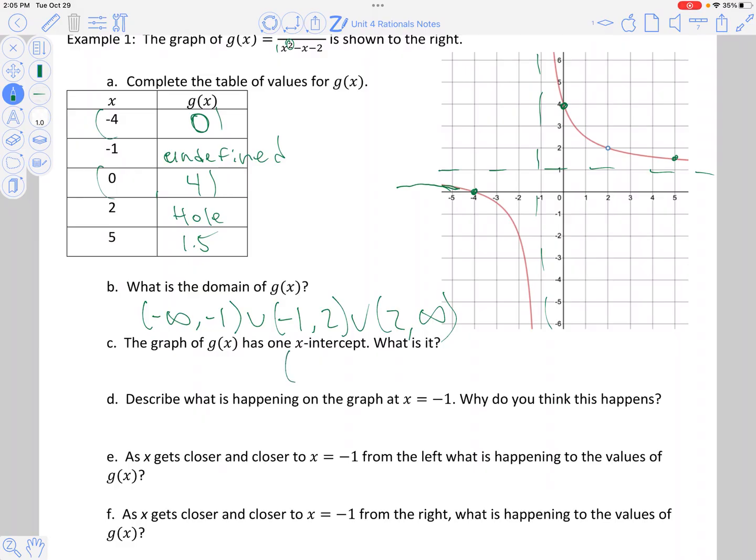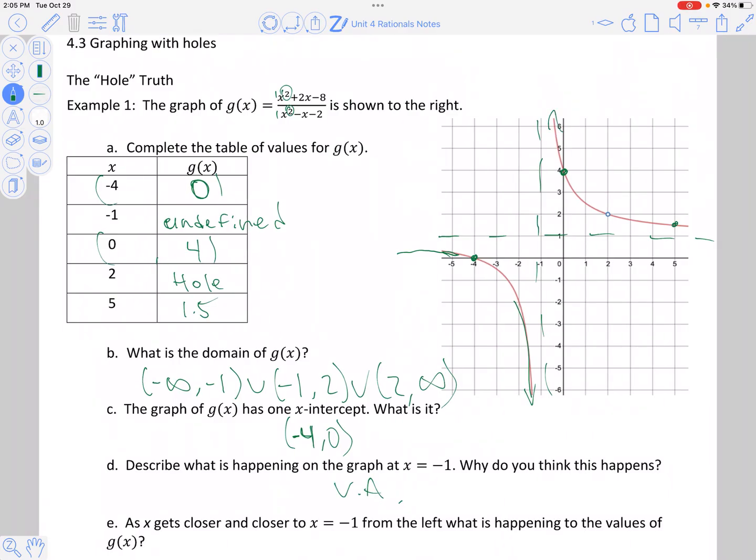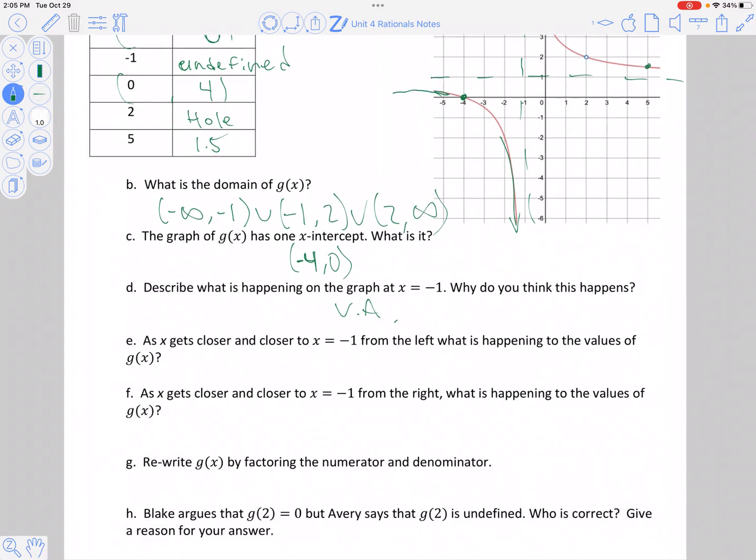Okay, and we already talked about this. When y is 0, we get our x-intercept. So at -4, we have our x-intercept. And then as we come to -1, we can see the values are getting really big but negative. And as we come from, that's our vertical asymptote. And then as we come to the right, it's going up there, right? Okay, so that's E enough.